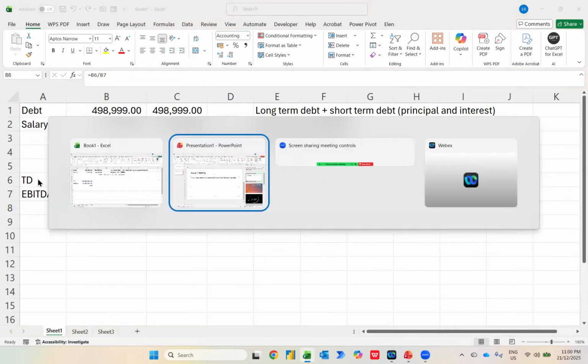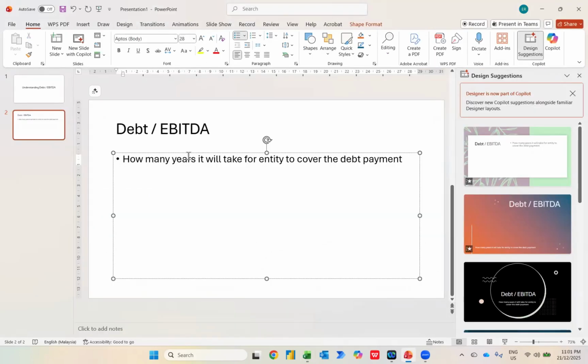So what is debt EBITDA? Debt EBITDA is how many years it will take for the entity to cover the debt payment. The lesser the number of years it takes, the better, because the lender and the banker want to know how many years it will take to cover the debt payment. So the fewer the years, the better it is for the lender, but if it's longer, then it's riskier and more dangerous.